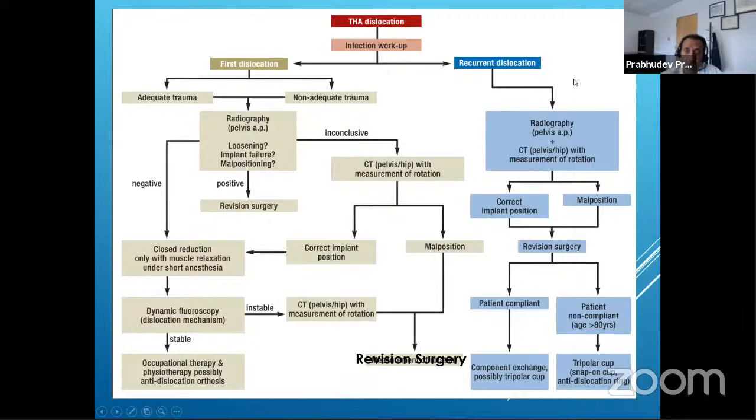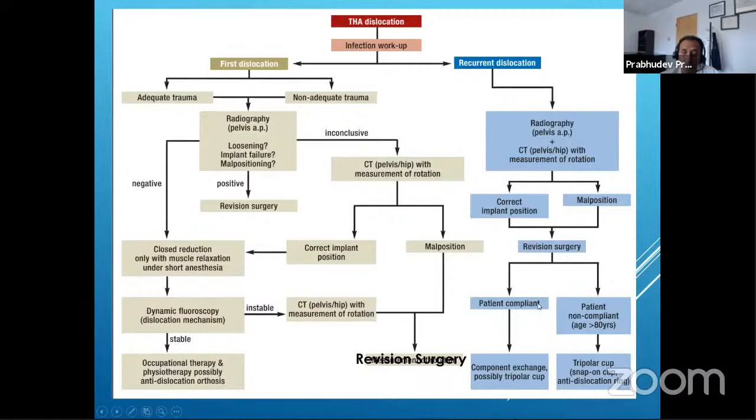In recurrent dislocations, the evaluation would be similar. Again, X-rays, or if necessary, CT scan. If we are happy with the implant positioning, with no evidence of any implant failure and loosening, then it depends on the number of dislocations. Typically, most surgeons consider that if the patient has dislocated more than twice, something is wrong and that needs to be fixed. So revision surgery is most often considered in recurrent dislocation.